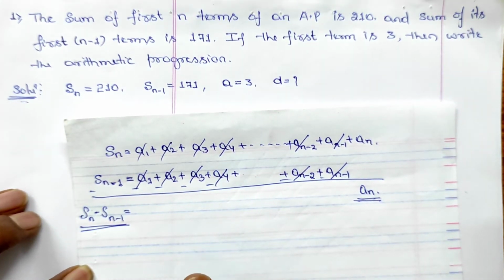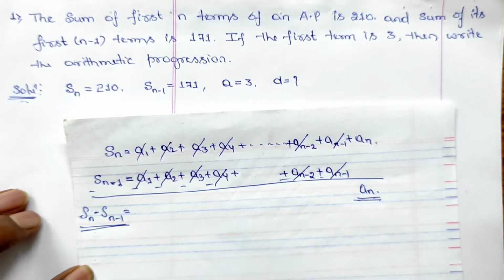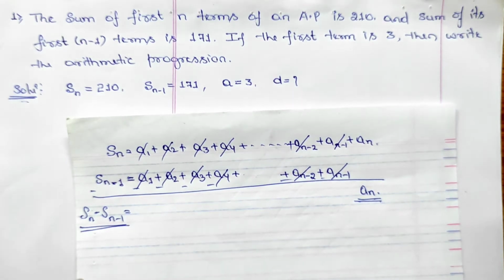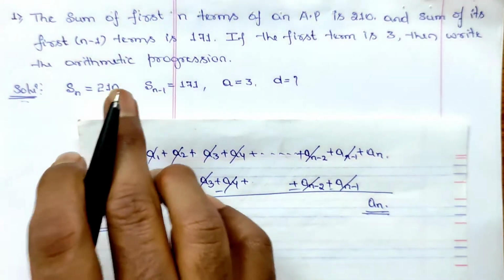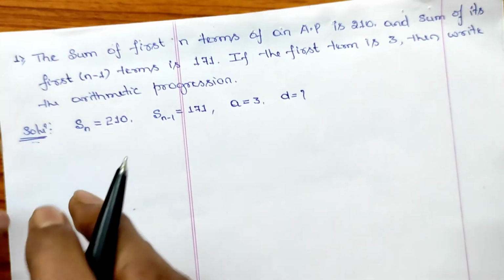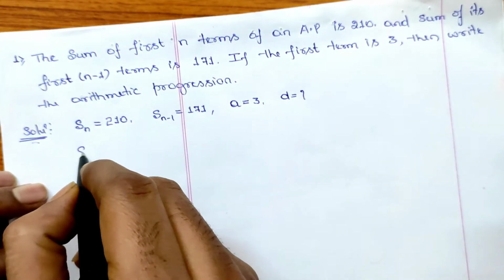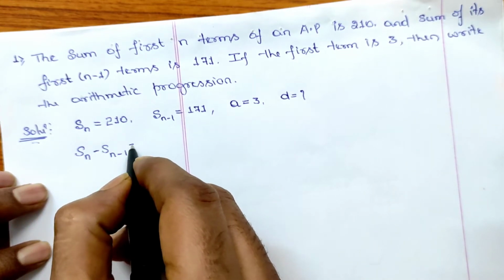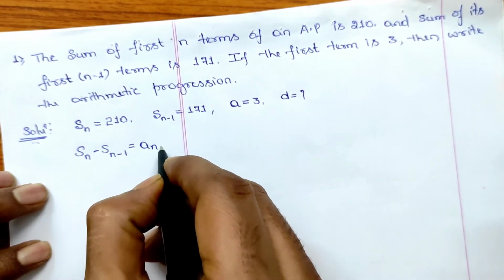This is a very important relation. It can be asked for 1 mark in the multiple choice or in the very short answers: what is the relation between the sum of n terms and the sum of n minus 1 terms? This relation we are going to apply in this problem. So directly you can write now, Sn minus Sn minus 1 is equal to an.